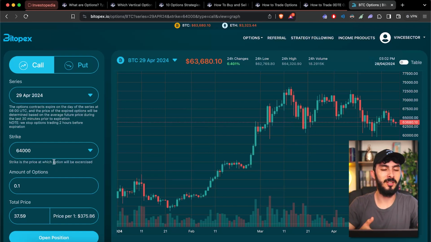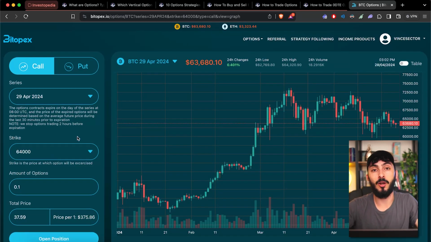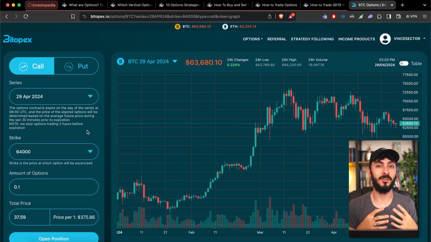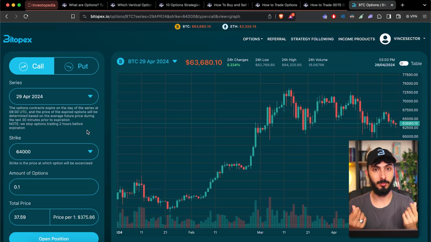And if Bitcoin goes indeed above the 64,000, volatility also helps you. You're going to make a lot of money because it is super, super leveraged. And that at the money that we said before becomes in the money, meaning that now it has a lot of intrinsic value for you to profit with that money.